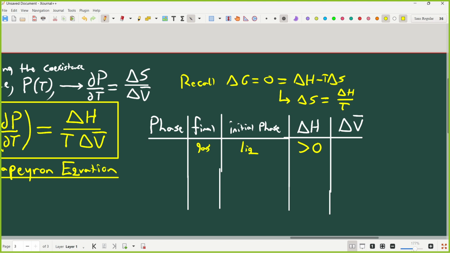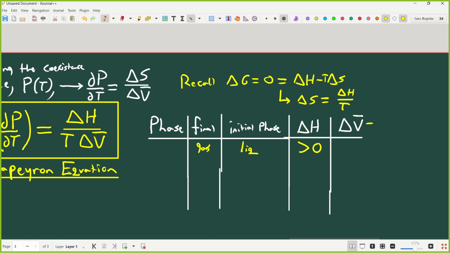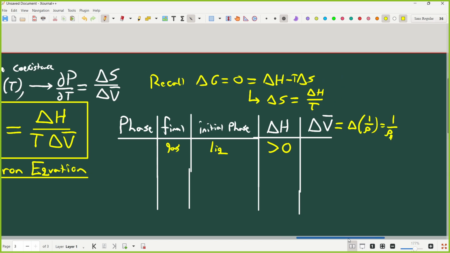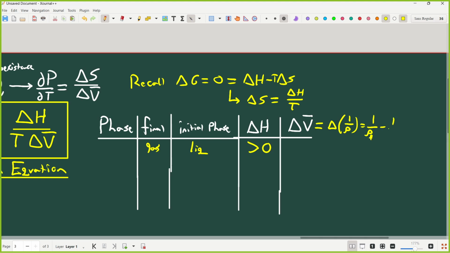Because we only care about whether it's increasing or decreasing as a function of temperature here. I'm not even worried about the value of it. That doesn't matter here. The values are material dependent. So what about delta V? Well, this is the same as the change in the 1 over the densities, which is going to be 1 over the density of the final phase minus 1 over the density of the initial phase.